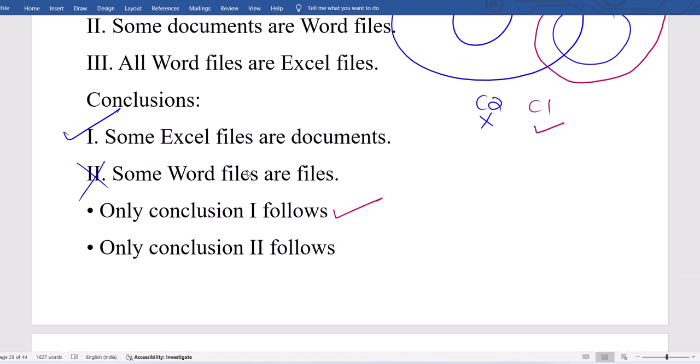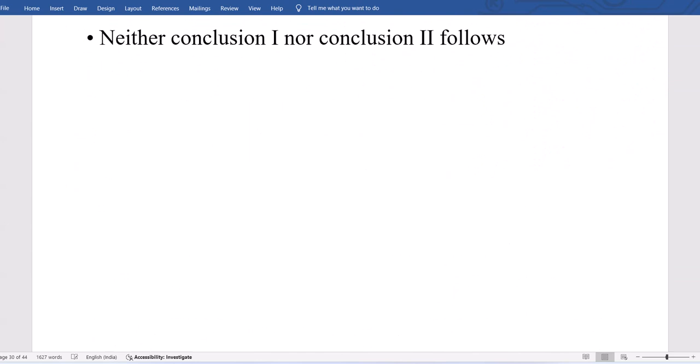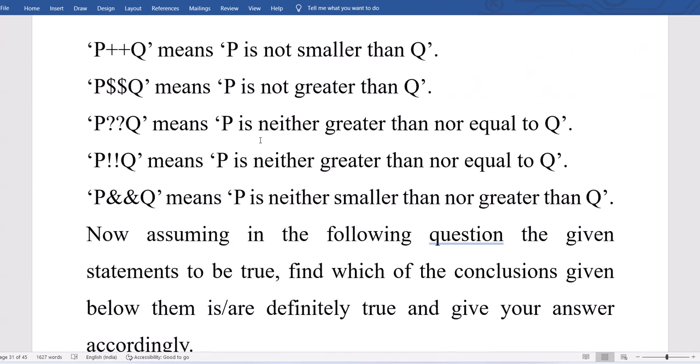Fine, so that was a syllogism related question. Now let's see. This type of model is pretty common in all exams nowadays: an inequalities related question. They gave p plus q, meaning p is not smaller than q. We have only three symbols to note down: greater than, less than, equal. Not smaller than means greater than or equal. So plus means either greater than or equal.